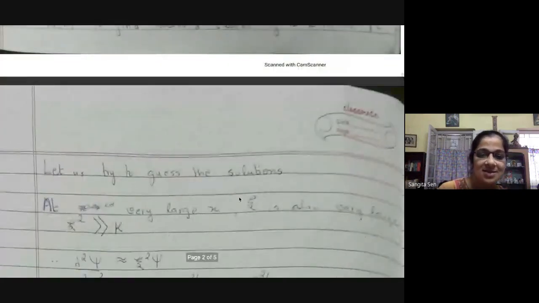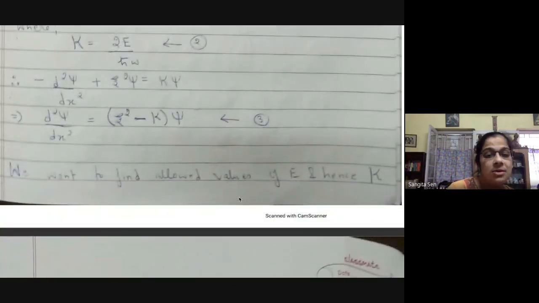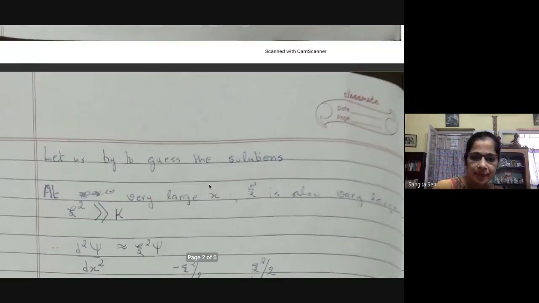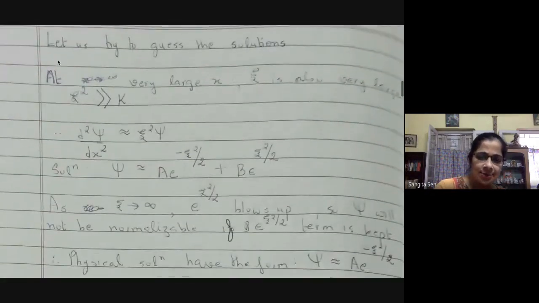We want to guess the solution. To guess the solution, one trick that you employ is you look at the limiting behavior. Here the useful limit is when x is very large, or xi is very large. Then you can ignore k compared to xi, and you simplify the equation even further. So this is sort of like an approximate equation.